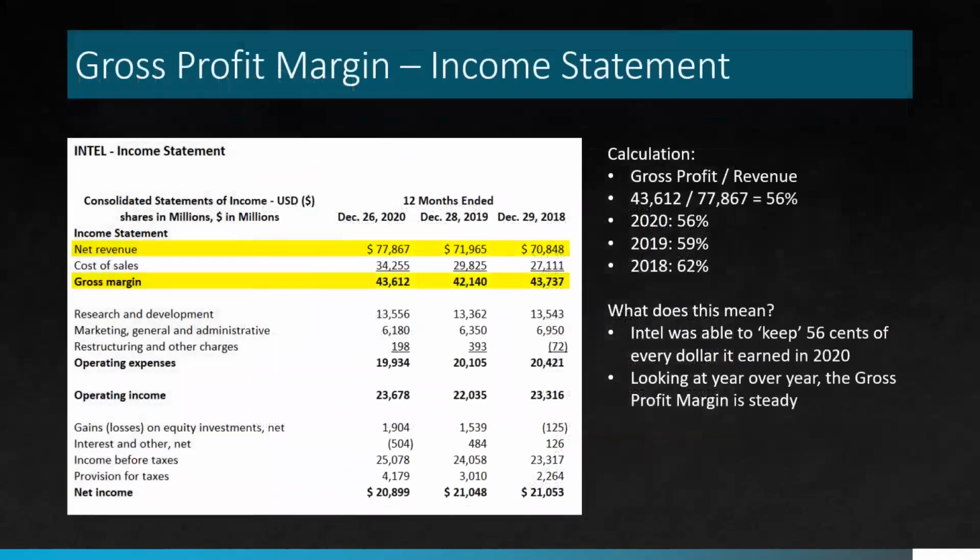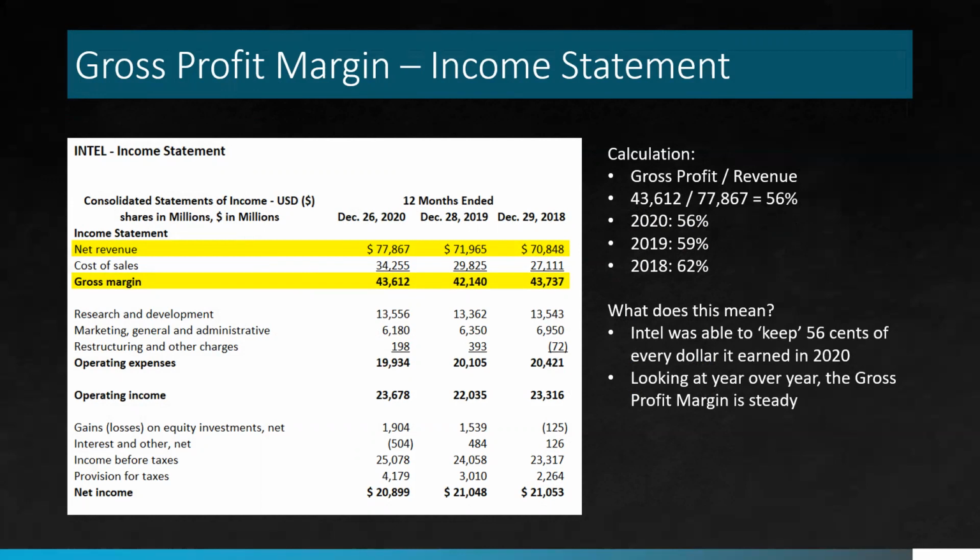The first thing that we're going to look at is their gross profit margin. The calculation is gross profit divided by revenue. So it's these two numbers here. What is this telling me over the course of the 3 years? In 2020, the gross profit margin was 56, in 2019 it was 59, and in 2018 it was 62.